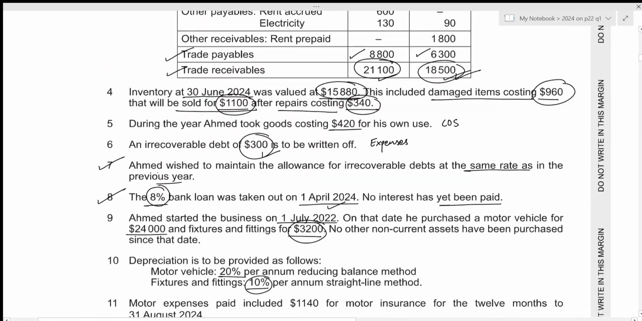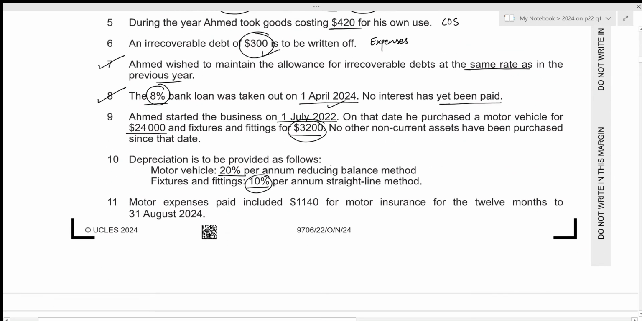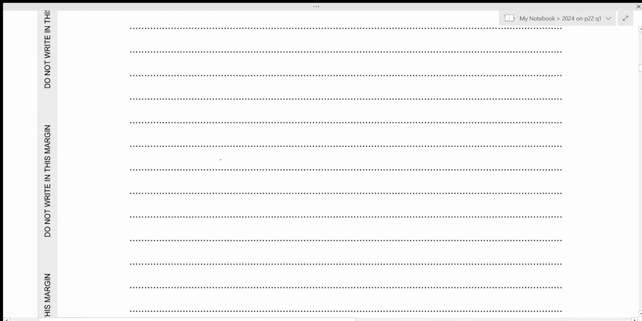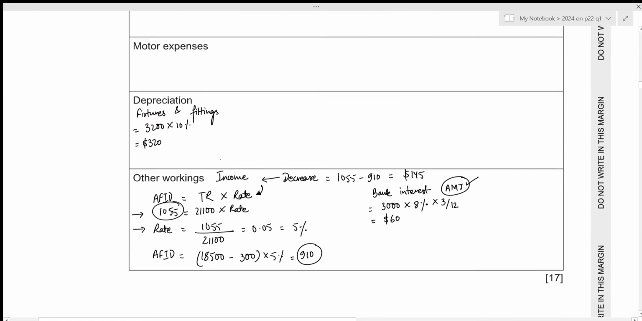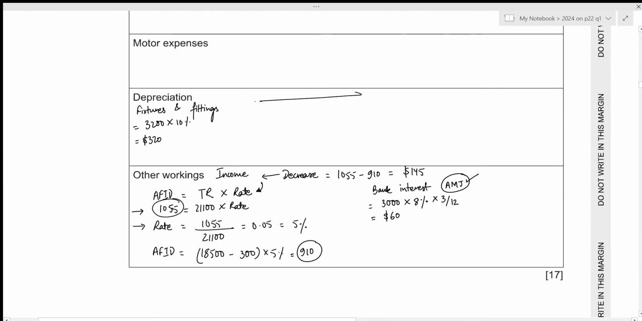Now for motor vehicles, we follow a reducing balance method and it was first purchased on 1st July 2022 at the cost of 24,000 and the rate is 20%. Okay. So this is 1st July 2022. This is 1st July 2023. This is 1st July 2024 and this is our closing date.